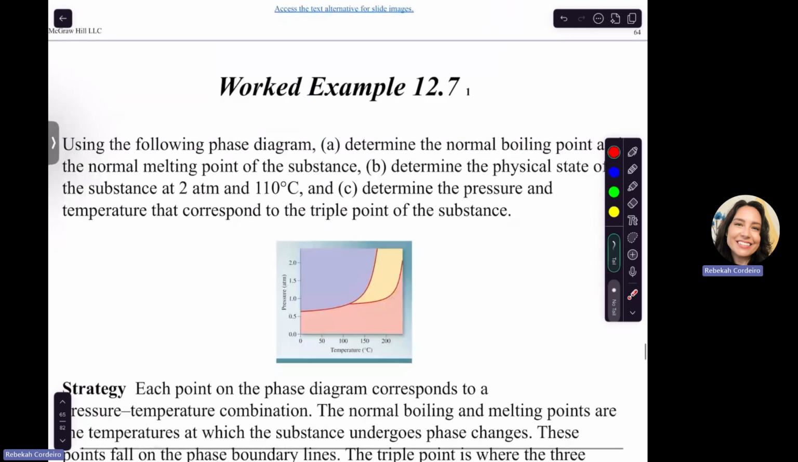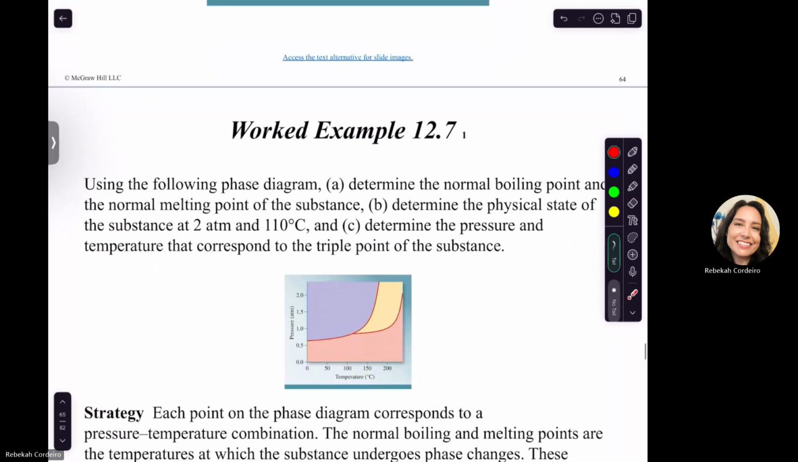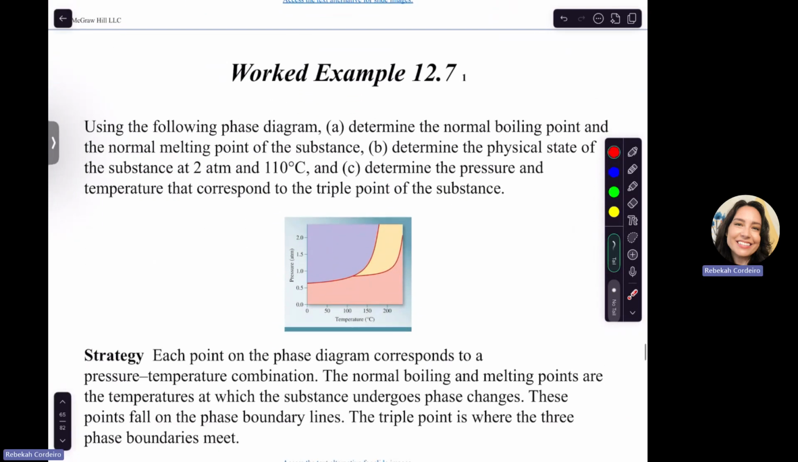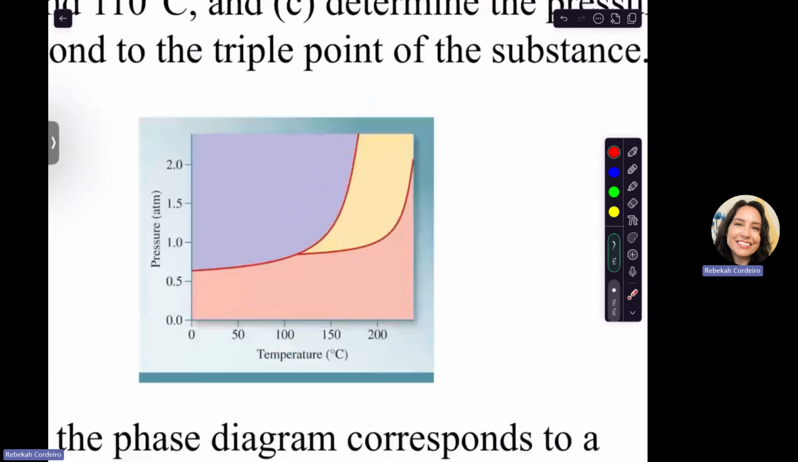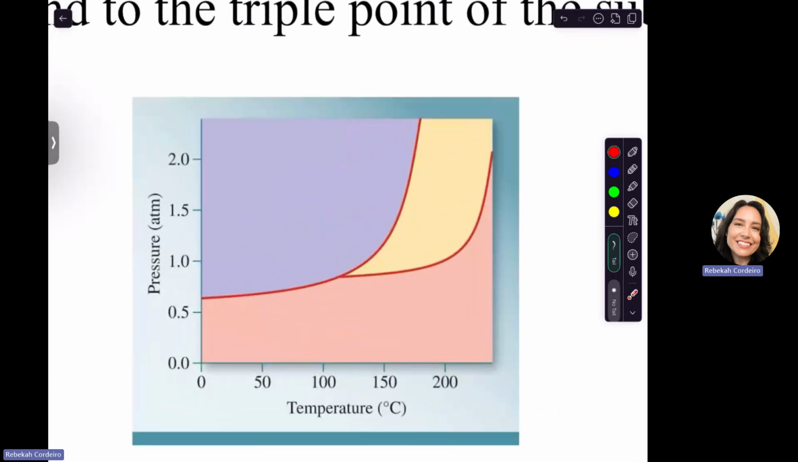So why don't you try this question? Determine the normal boiling point and normal melting point. Determine the physical state of the substance at 2 atm and 110 degrees C, and determine the pressure and temperature corresponding to the triple point. I'll zoom in on this so you can screenshot it if you want to and see those numbers a little better.